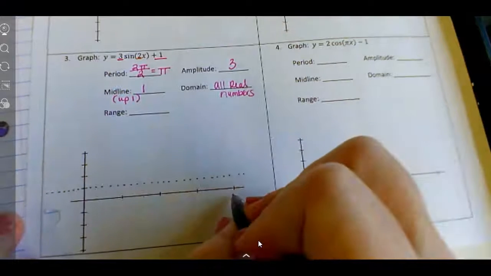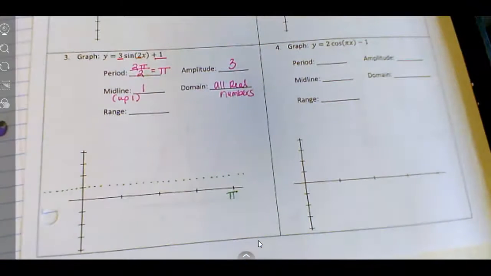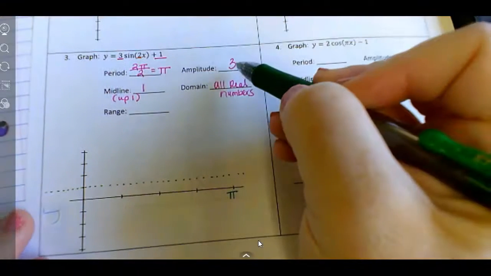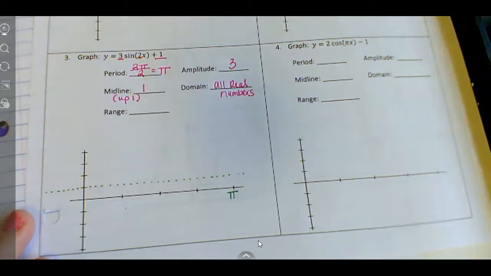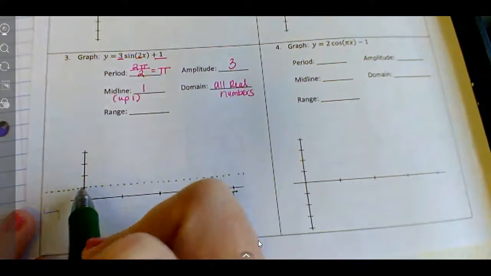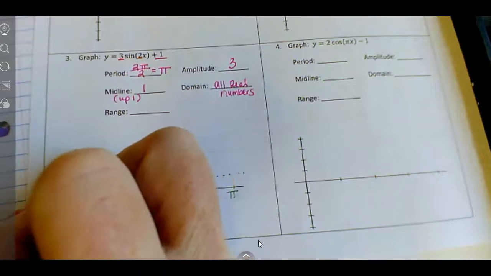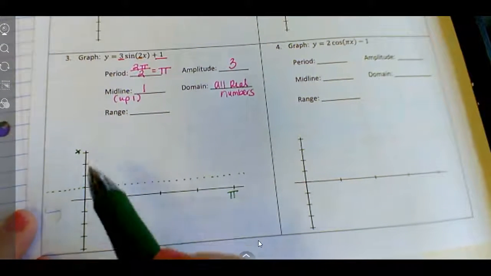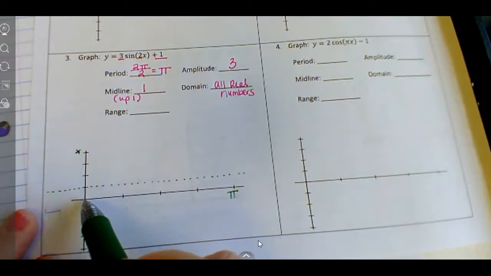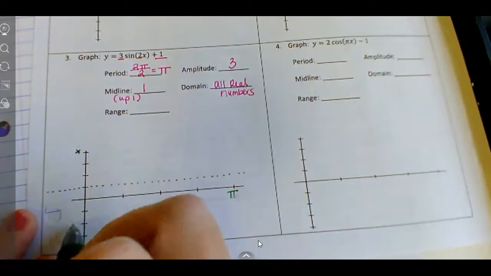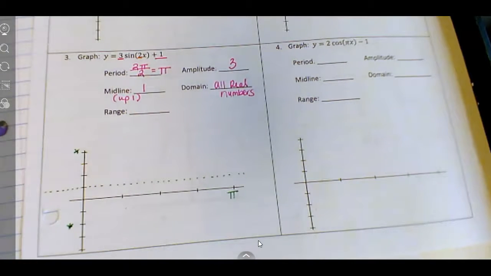Okay, the period is pi, so I know that pi is going to be all the way out to here. So I know that I'm going to draw one whole thing of sine from 0 to pi. Okay. The amplitude is 3. So what that means is that the graph is going to go from the midline, it's going to go up 3. So this is as high as it's going to go. And then from the midline, it's going to go down 3. So this is as low as it's going to go.